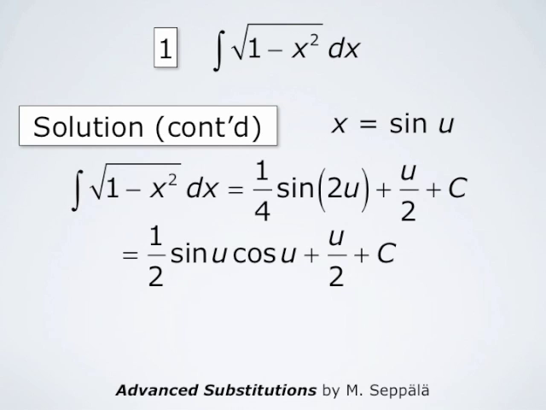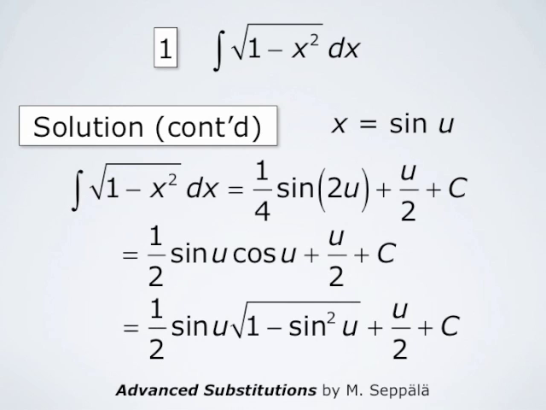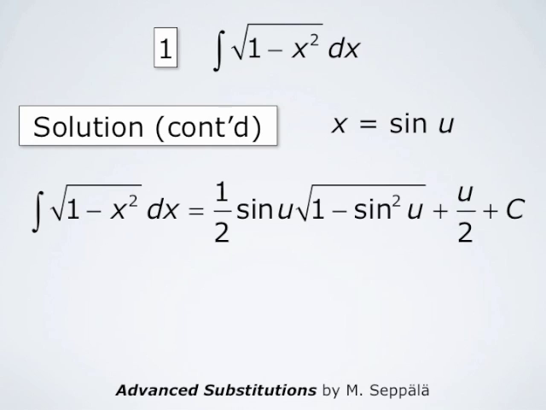Now cosine of u is the square root of 1 minus sine squared. We had restricted the interval of u to be from negative pi over 2 to pi over 2, so cosine is non-negative. And we get that this integral of square root of 1 minus x squared dx is 1/2 sine of u times square root of 1 minus sine squared of u plus u divided by 2 plus constant of integration. And in this answer, sine of u is x.